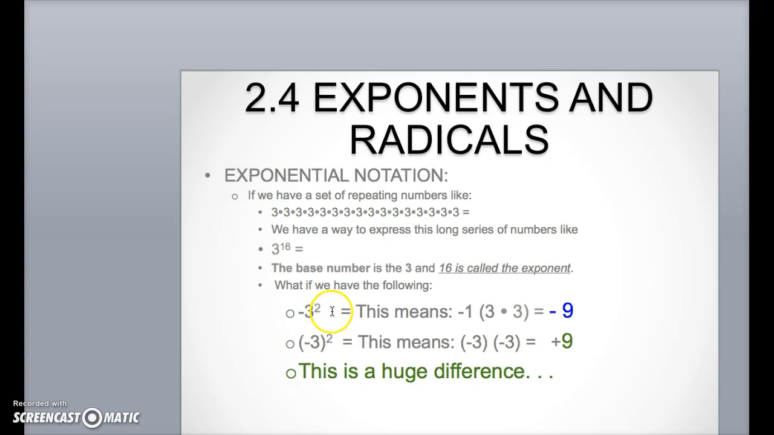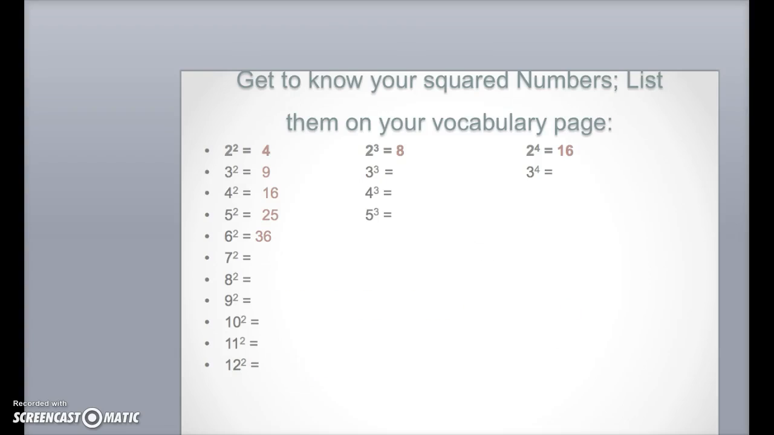To summarize what we talked about, if you have an exponent number with no parentheses, then we put a minus 1 in front, and then it's 3 times 3, which is minus 9. If it has parentheses, then it's the same as minus 3 times minus 3, which is plus 9. You only get different answers on the even exponents. So that's something we talked about.